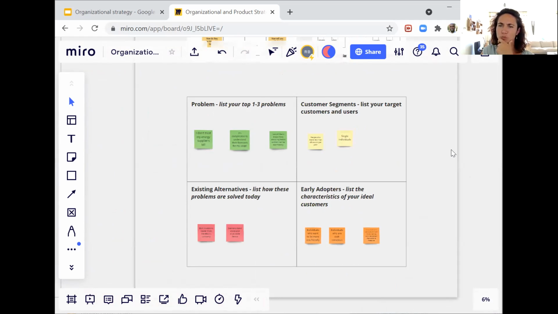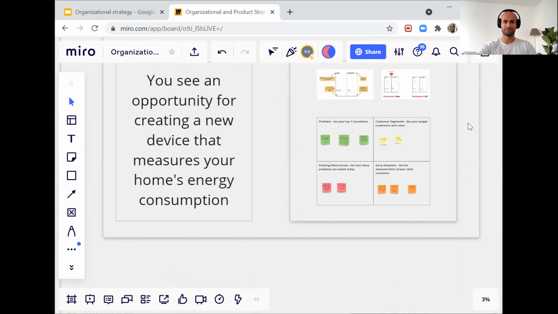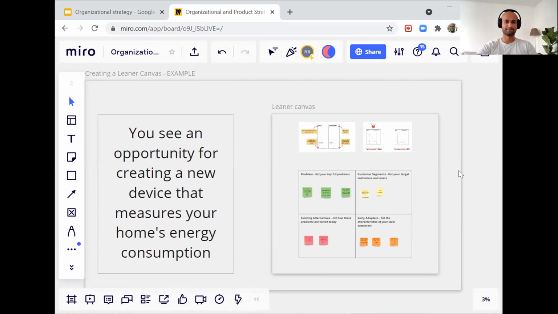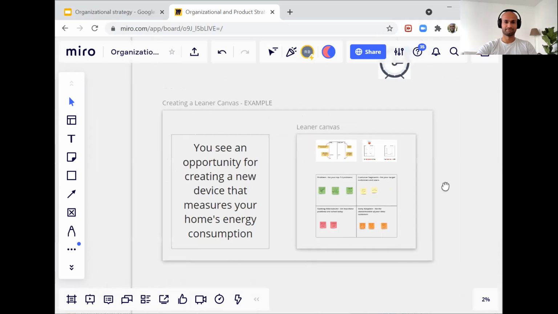Are they muted or? Yeah, feel free to unmute yourself on Zoom and ask as well. Okay.